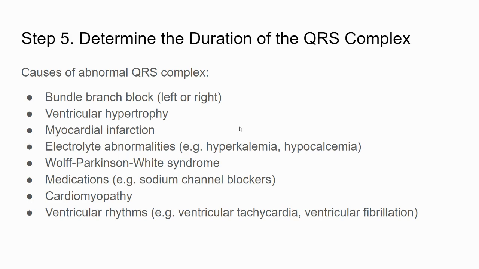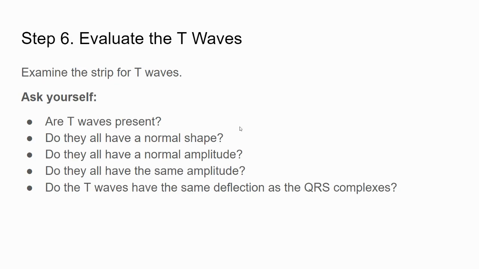So causes of abnormal QRS complexes: a bundle branch block, right or left. Okay, because you can have a right bundle branch block, you can have a left bundle branch block. Ventricular hypertrophy, myocardial infarction, electrolyte abnormalities, hyperkalemia, hypocalcemia, Wolff-Parkinson-White syndrome, medications such as sodium channel blockers, cardiomyopathy, ventricular rhythms, whether ventricular tachycardia or ventricular fibrillation.